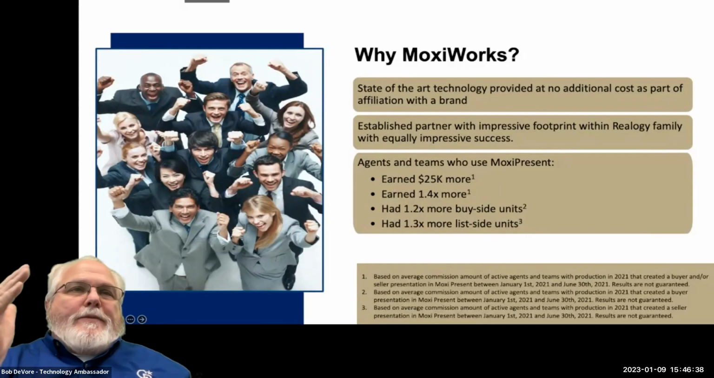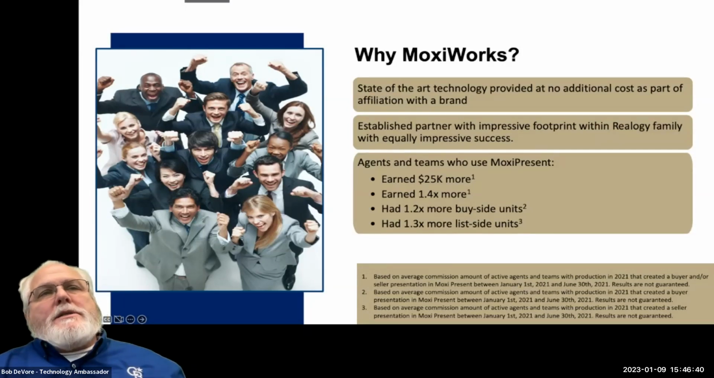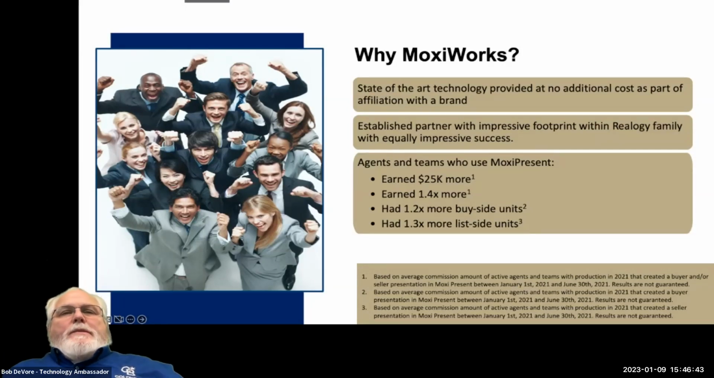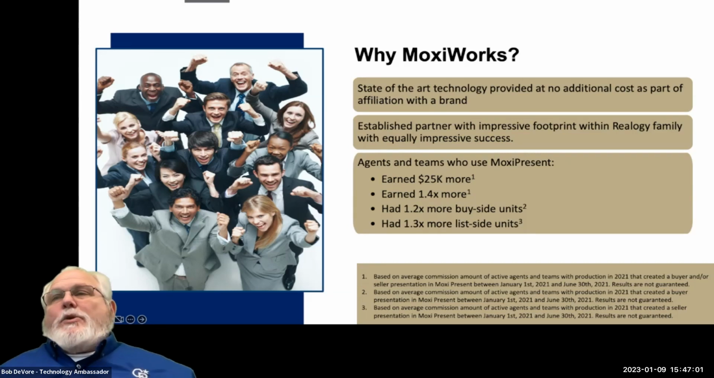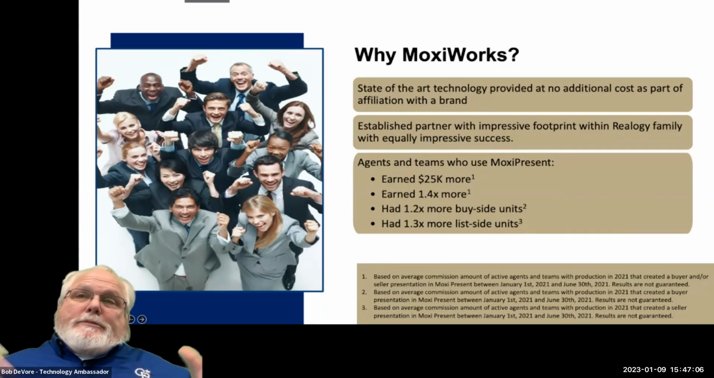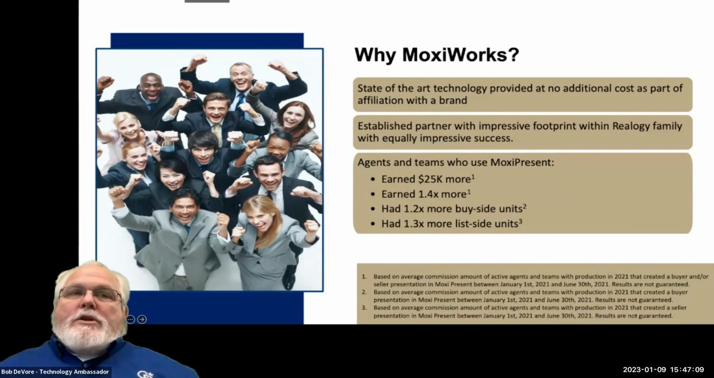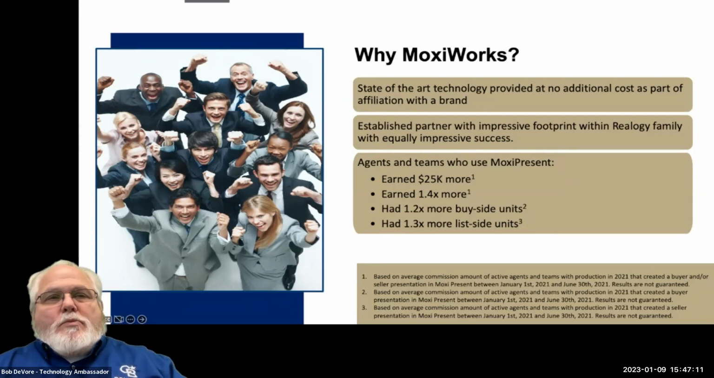What I find very important is agents and teams who have used this across the board in 2021. Again, the numbers aren't in yet for 2022, but 25 grand more, earn 1.25 times more, buy 1.2 times more. I mean, is there any of us that wouldn't want to make another 25 grand? Any of us that don't want to do a couple more sides? Just saying.